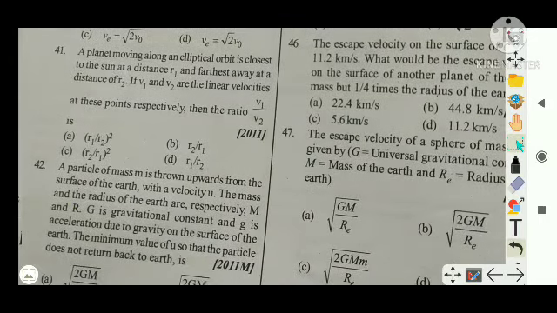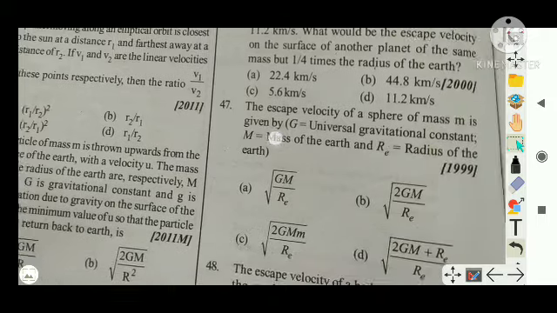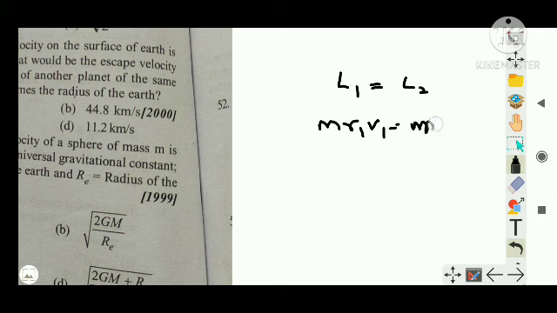This one. A planet is moving in an elliptical orbit, closest to the sun at the distance r1 and farthest away at the distance r2. If v1 and v2 are the linear velocities. See, when it is moving, obviously in Kepler's law I have told there is a law of conservation of momentum, right? So L1 will be equal to L2. So L1 I can write as m r1 v1 is equal to m r2 v2. So you can write v1 by v2 is equal to r2 by r1. So that is a section of Kepler's law itself.